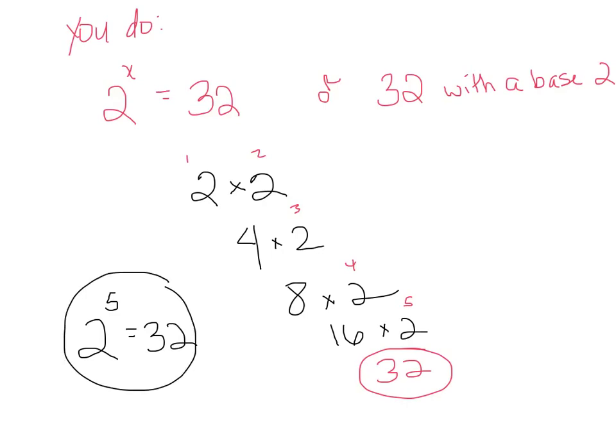And this answer would suffice for this too. It would be fine for this too, because it's telling you, oh, with a base of 2, 2 times itself 5 times will give you 32. So this question is exactly the same as that question. This is how you solve it. You just go until you hit it, and then you write the answer like that.